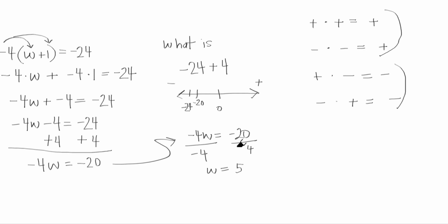And so division works the same way. If you divide two numbers that are positive, you get a positive. If you divide two numbers that are negative, you get a positive, and then if they are different signs, then the solution is negative. So here I'm doing negative 20 divided by negative 4. My solution is positive 5. And that is what I get.